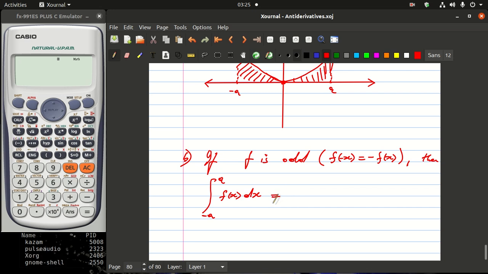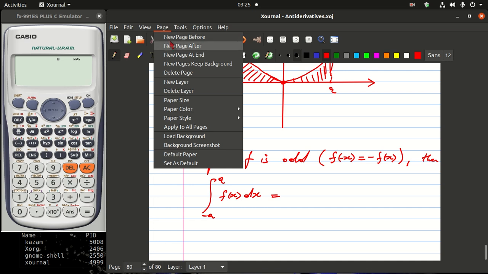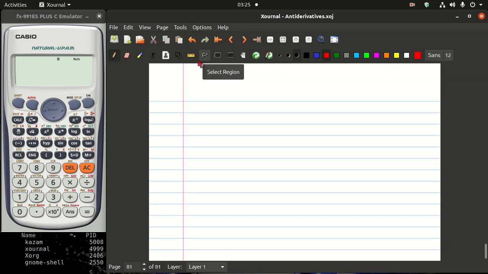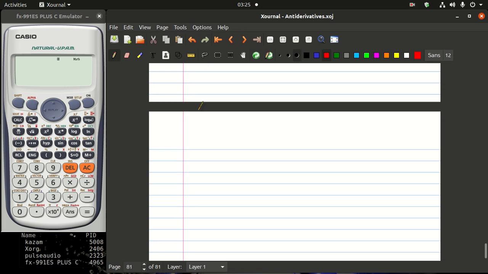Before I do that, let me add a page here. New page after. Okay. So I am having a function here. I am having a nice function there. Let me place a Cartesian plane. I have a y, I have an x. And then my function is nicely looking something like this.